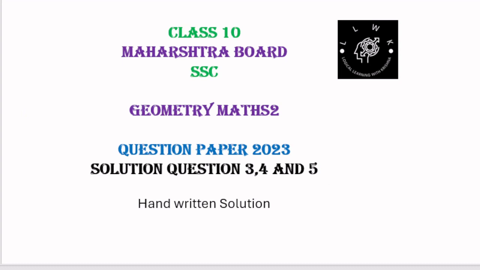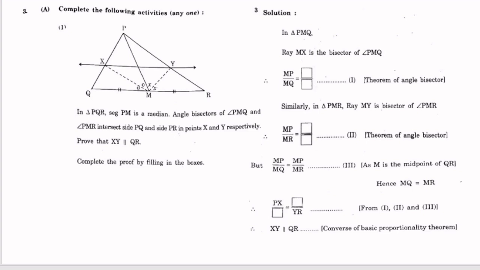Okay, let's proceed and solve the remaining questions of 2023. So question number 3A. Here it says complete the following activity, and this is for 3 marks. Why is it for 3 marks? It says solve any one. So question 3A is for 3 marks. You have to solve any one.